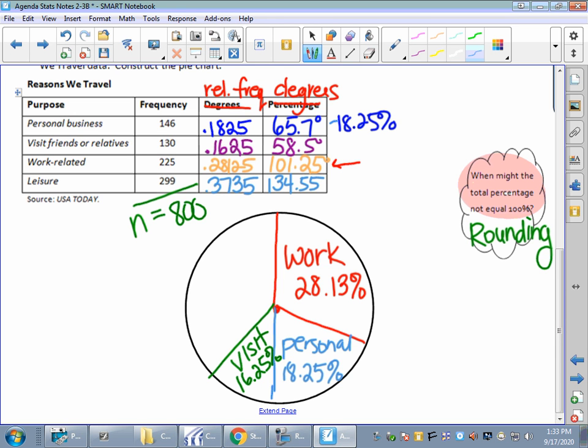That leaves me roughly 134 degrees. That's a pretty large sector for leisure, which is 37.35%. If you're in the general ballpark, 37% is just over a third. That looks about right. It's not too far off. Again, if I were being super technical, I would use my protractor. So percentages, round to the hundredths place.